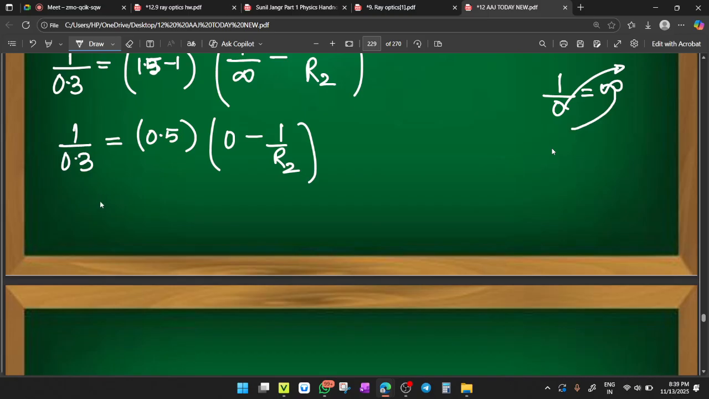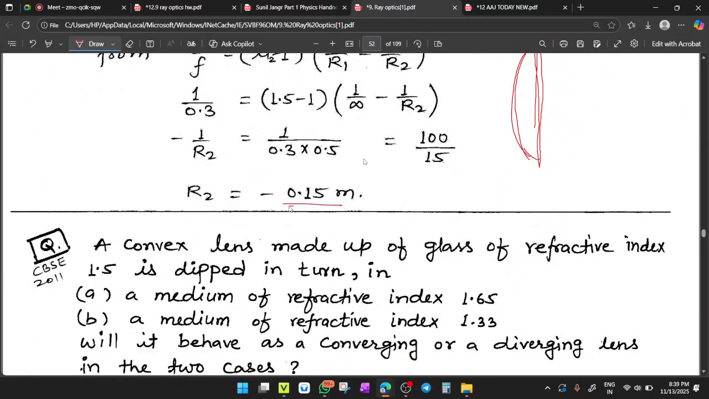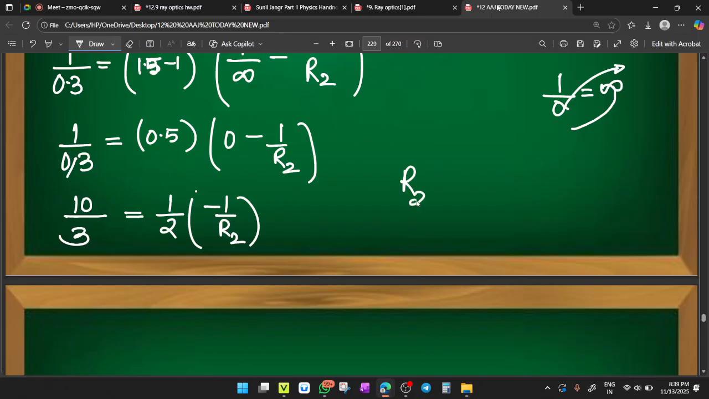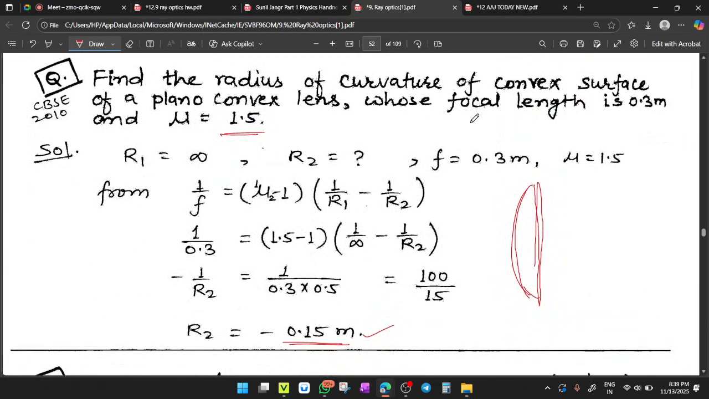Now 1 upon 0.3, make a decimal break here. So this will be 3, here it is 10. 1 upon 0.3 becomes 10 by 3, and 0.5 becomes 1 by 2, minus 1 upon R2. Now solve this, you will have the value of R2 equals to 0.15 meter. Clear? So the radius of curvature R2 is equals to minus 0.15 meter. Done. Okay, write it. It is equals to minus 0.15 meter.